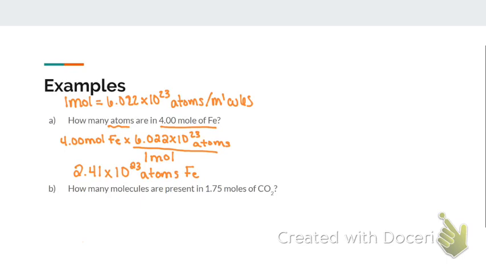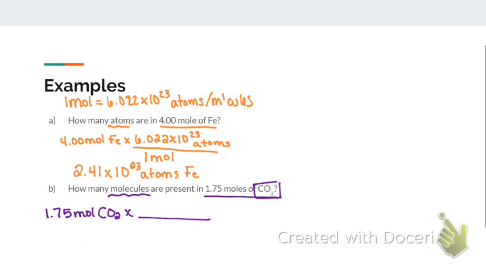In example B, it asks how many molecules are present in 1.75 moles of carbon dioxide. So same idea, I have my given here. And the difference is this particular problem is looking for molecules versus atoms. The reason why is this is CO2, carbon dioxide. So we're now looking at a compound versus just a pure element. Write out your given, 1.75 moles of CO2. Again, I'm going to include the what.